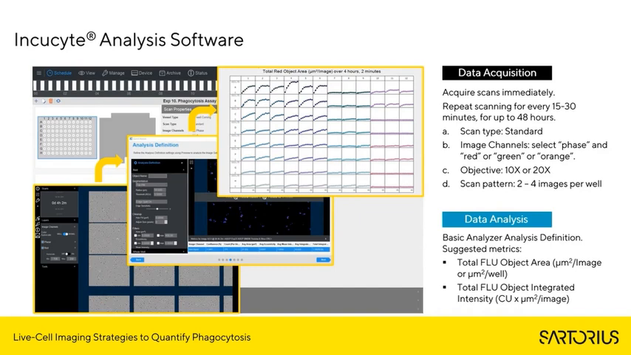For phagocytosis data analysis, as effector cells engulf target cells, the area of fluorescence and intensity inside the effector cell increases. This can be reported in 2 ways. Either as a quantification of an increase in fluorescence area, and for this we use the total fluorescence object area metric, or as a quantification of an increase in intensity integrated over the area of detectable fluorescence. And for this we can use the total fluorescence object integrated intensity metric.